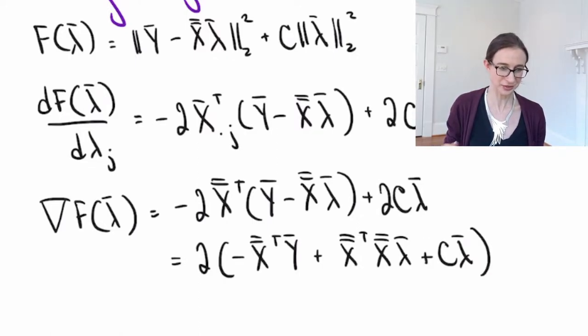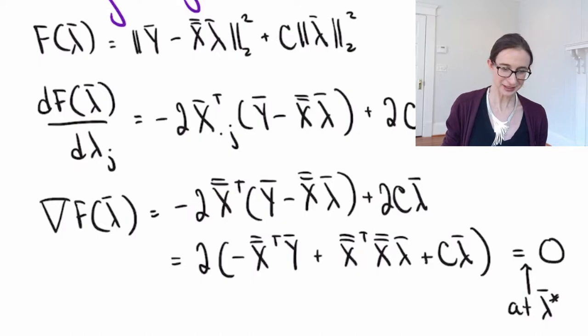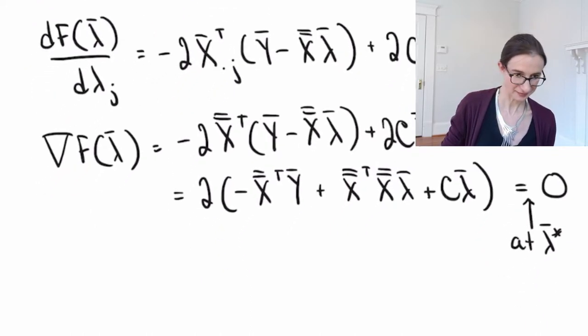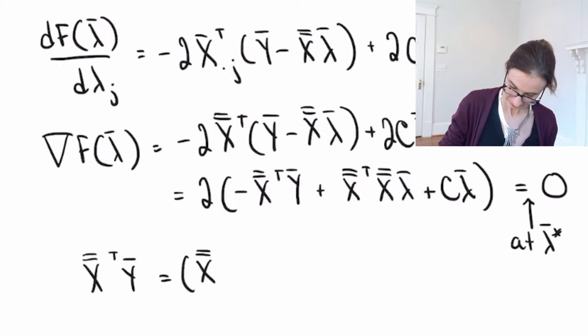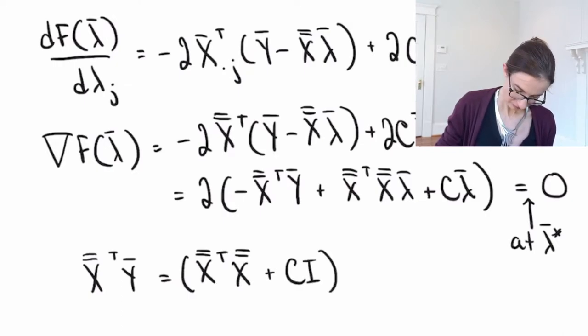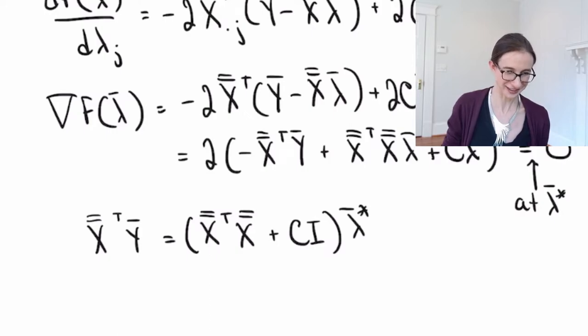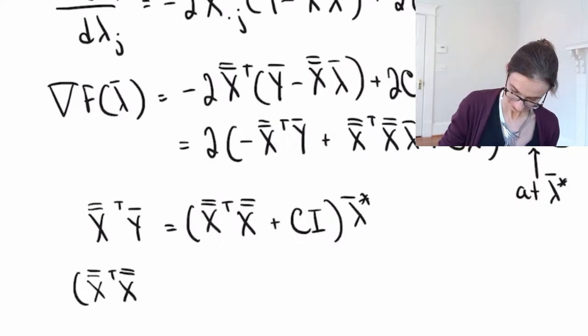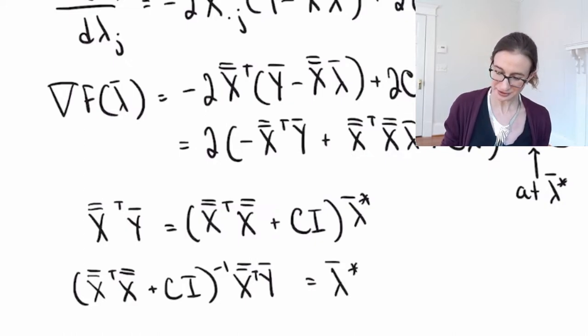Okay, so all I did was just distribute the x straight through. Okay, now we know that at lambda star, the gradient is zero. So now we can just go ahead and solve it. Let's take the inverse of that big matrix there. And there you go, that's our solution.